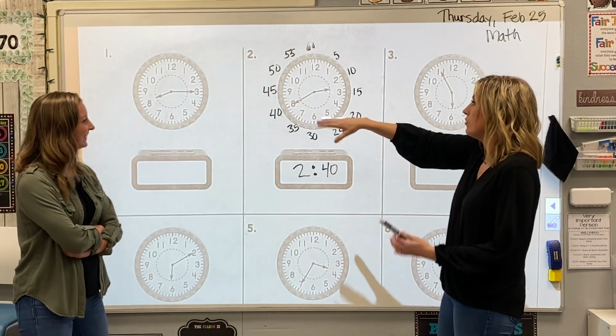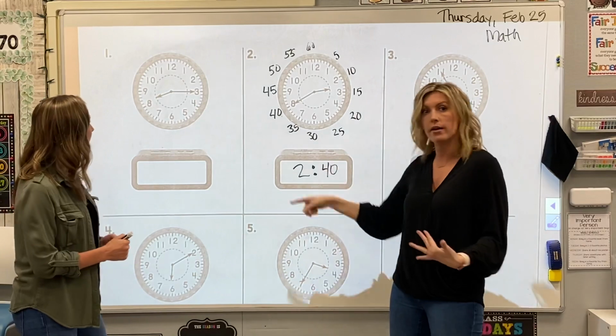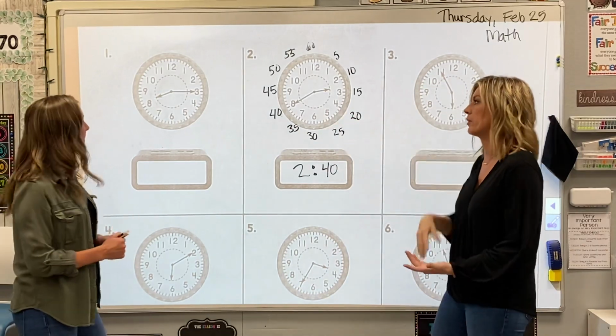But you can also use the method of just skip counting by fives. You want to do that? Sure. If you didn't want to draw it all the way around the clock, you can do what Miss Marquardt's going to show you right now.